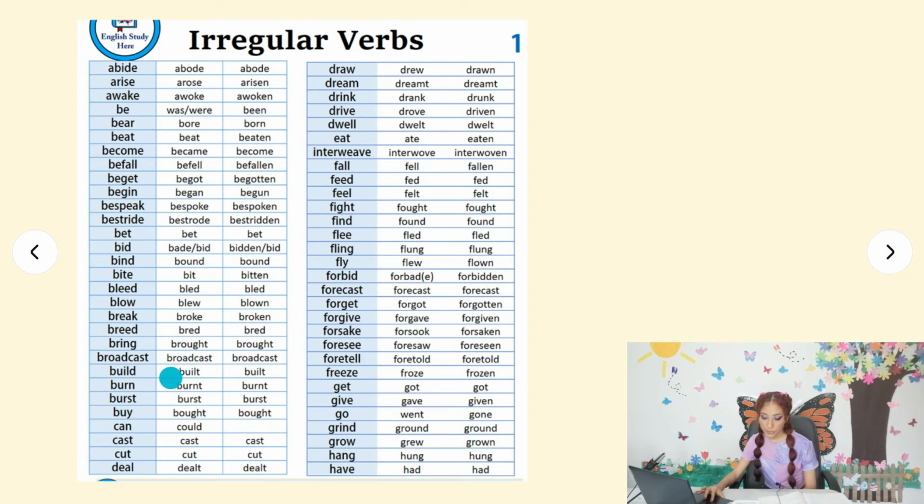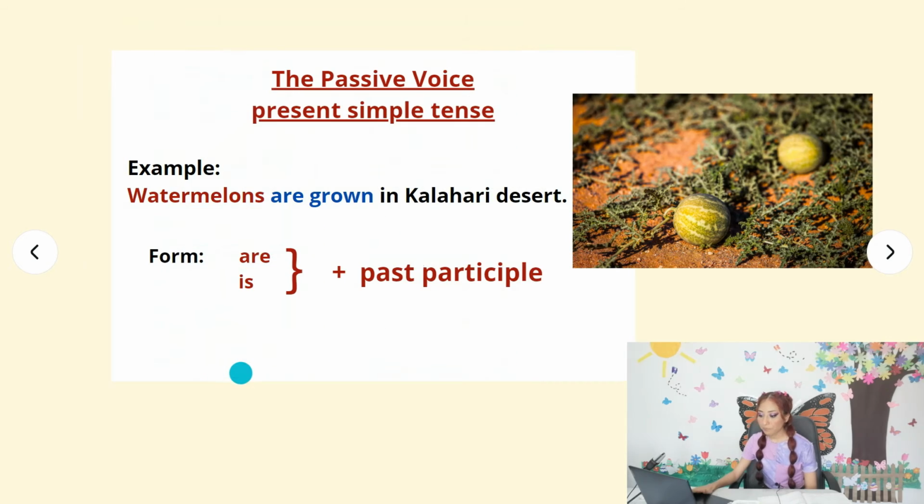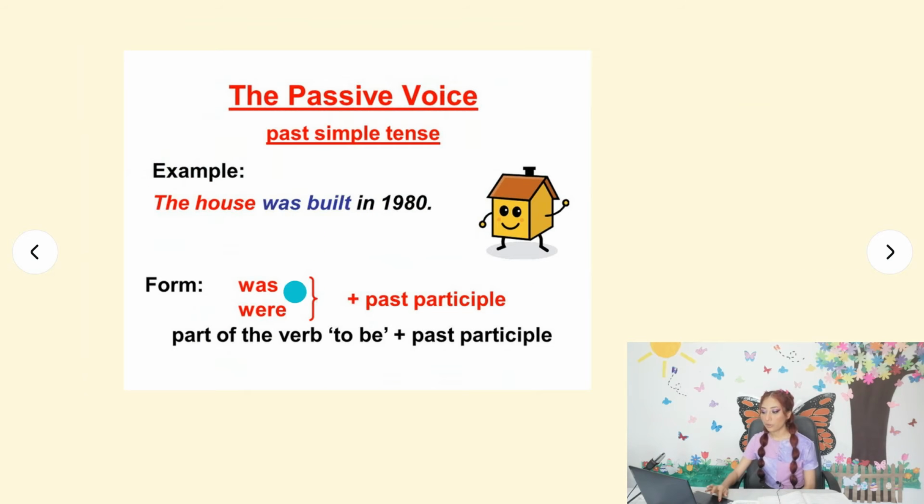Es lo mismo, pero no en todos los casos va a ser así, ok? Build, present, past participle, build, ok? That's important for us to know, ok? Verb to be in past and past participle, ok? Main verb in past participle.